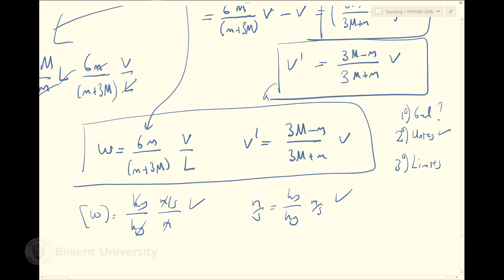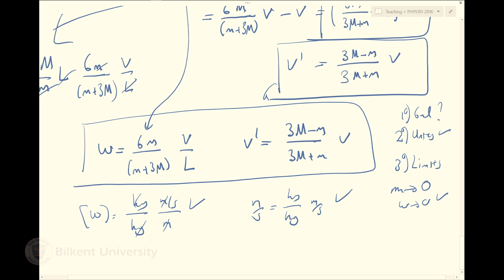First of all, what would you expect this omega to be if the small mass was very, very light? If I had a steel bar and I'm sending just an atom to it, right? There would almost be no rotation. So in that limit, I would expect omega to go to 0, and it does.